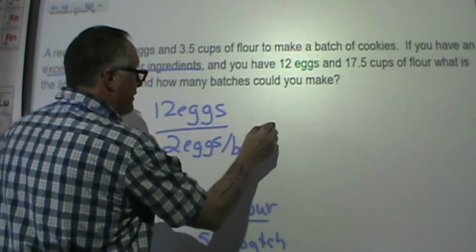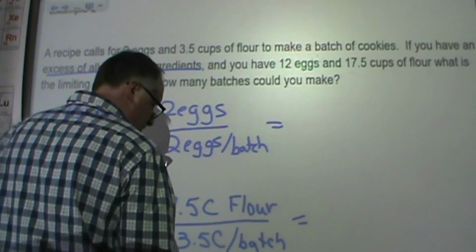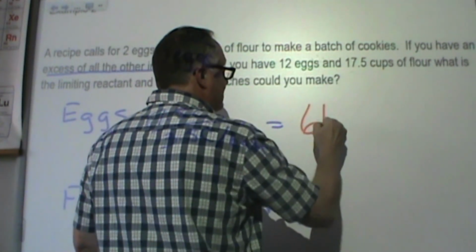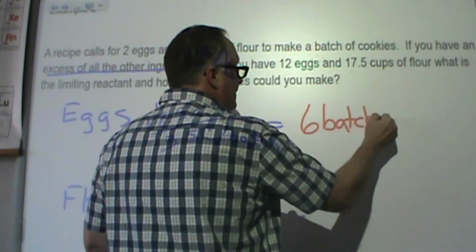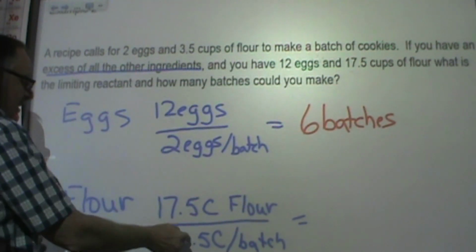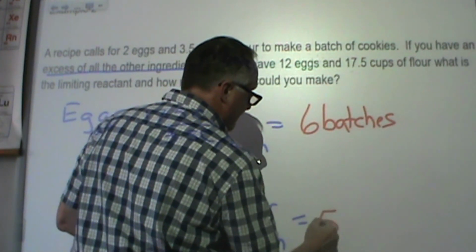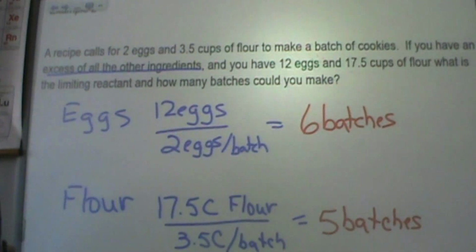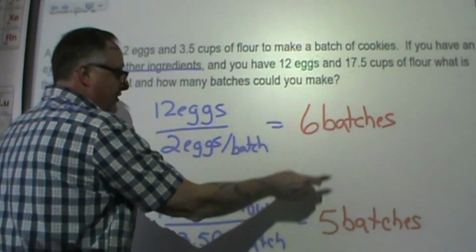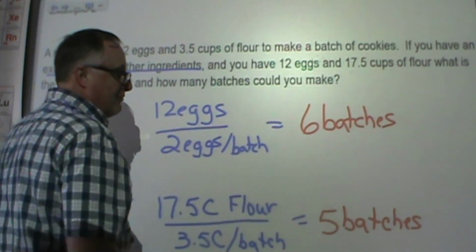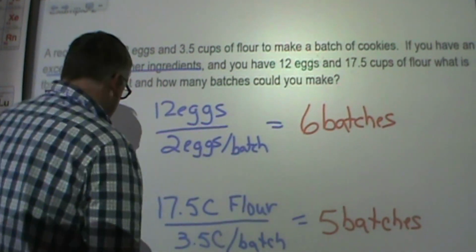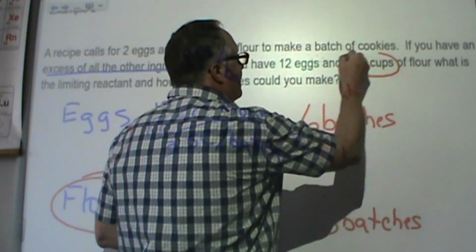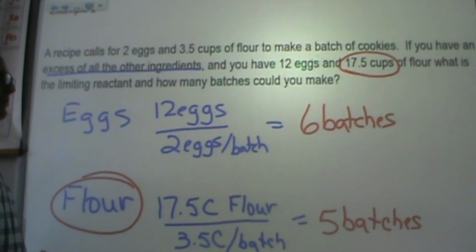We do the math, and hopefully we don't need the calculators yet. 12 divided by 2, we can make 6 batches. With this, 17.5 divided by 3.5 is 5 batches. So since we can make 6 with this, but only 5 with this, we're going to run out after 5 batches of cookies, so flour is going to be our limiting reactant. That's the one we're going to run out of first.